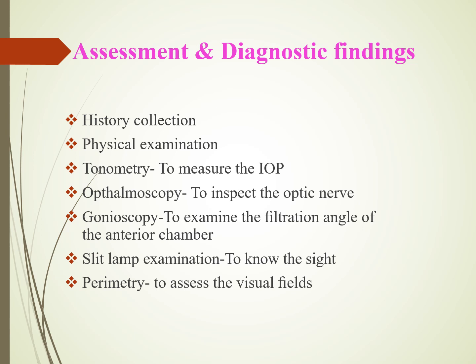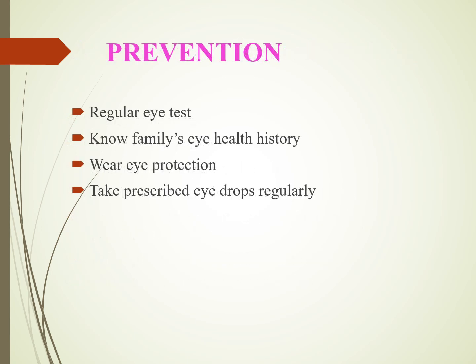Next, diagnostic findings: tonometry to measure the intraocular pressure, ophthalmoscopy to inspect the optic nerve, gonioscopy to examine the filtration angle of the anterior chamber, slit lamp examination, perimetry to assess the visual fields. Prevention: regular eye test, know family health history, wear eye protection, take prescribed eye drops regularly, manage.